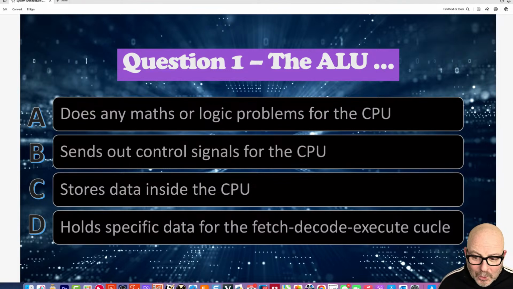Never mind. So the answer is A, that it does any maths or logic problems for the CPU.